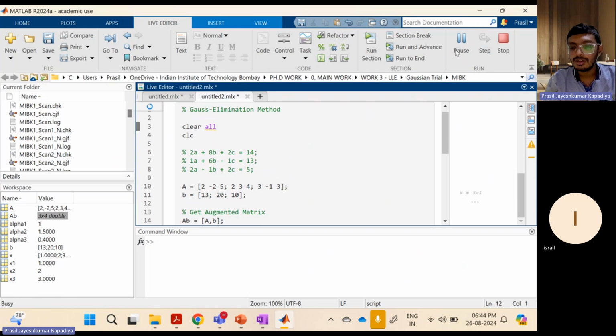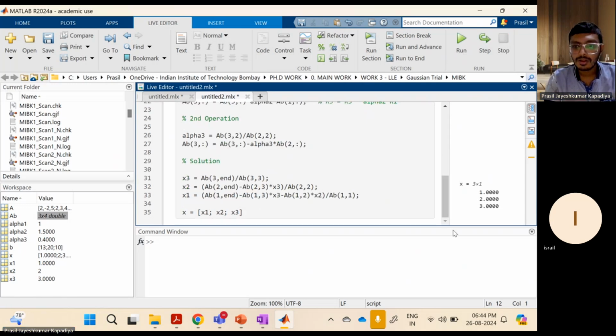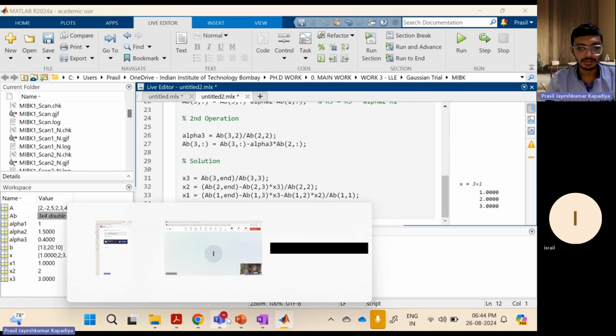Okay, let me rerun it. Oh, it's going up. It is 1 2 3. So this is our solution using all three methods.